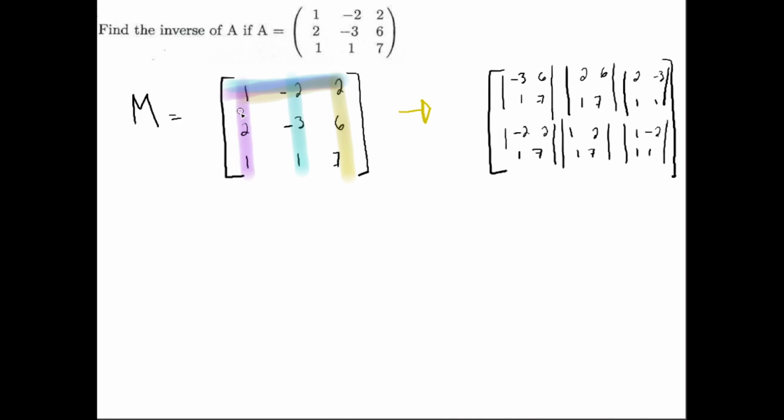Last one. Cross out this column and this row. I'm left with negative 2, 2, negative 3, 6. Then I have this one, so cross out this row, this column: 1, 2, 2, 6. Now I have 1, negative 2, 2, negative 3.